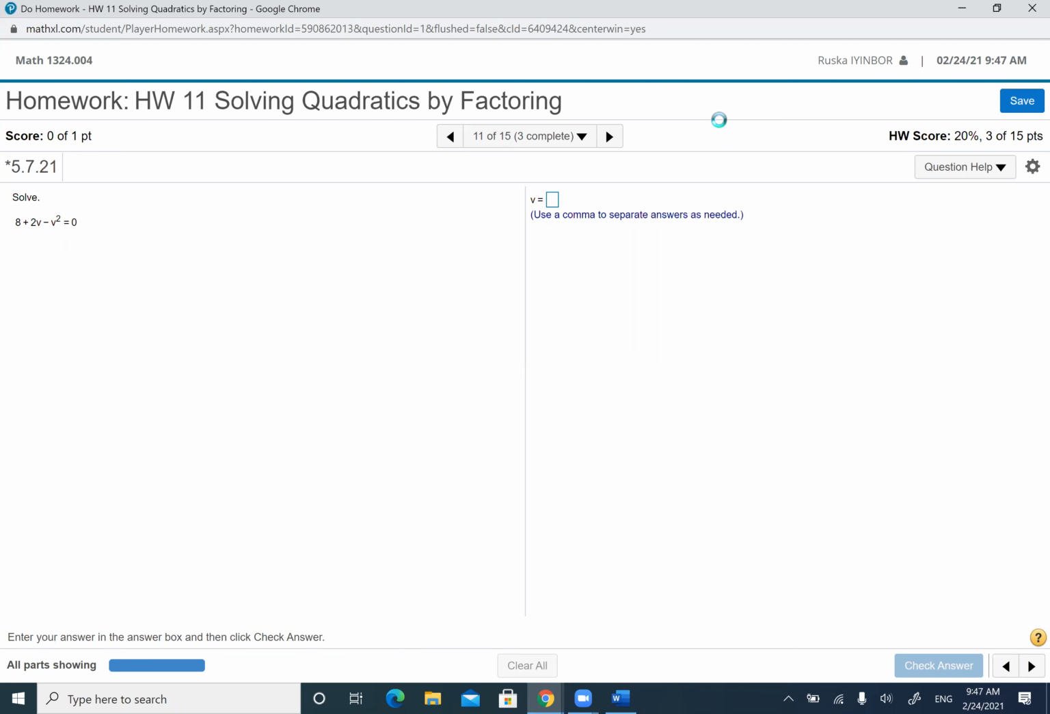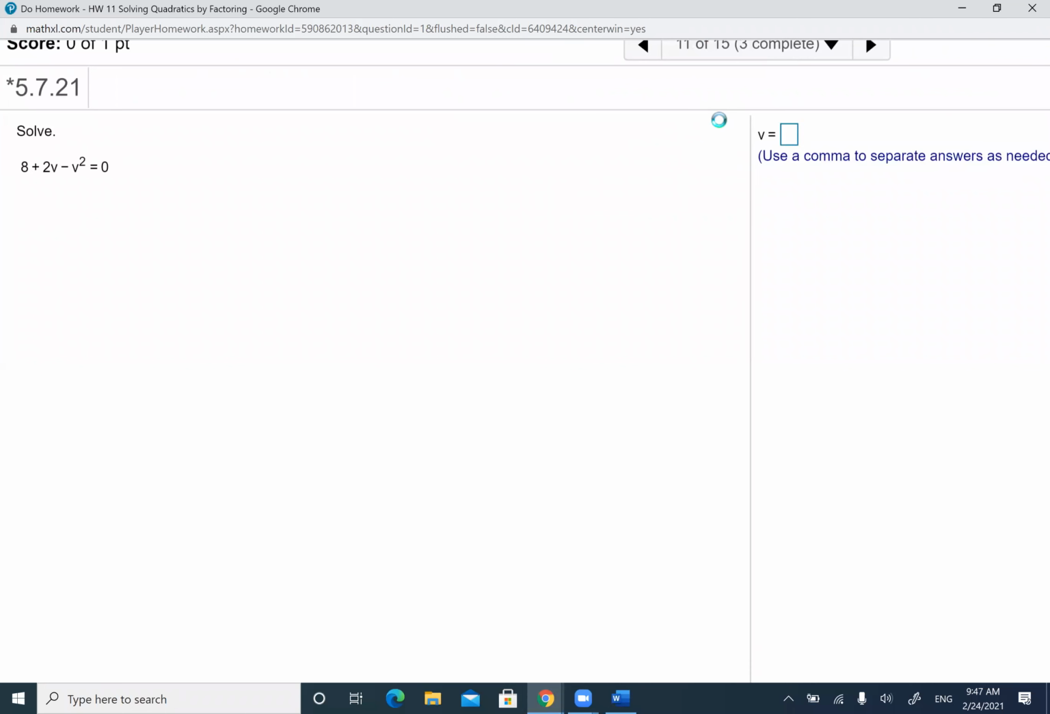Okay, let's do this one. It's not the squared term first, but you're gonna do it the same way. So let me do this for you. Because it's an equation, I can move it around and I can put negative v squared in front, plus 2v plus 8. I can put it in this order equals 0, right? Because we're used to having it squared, number, v and number.